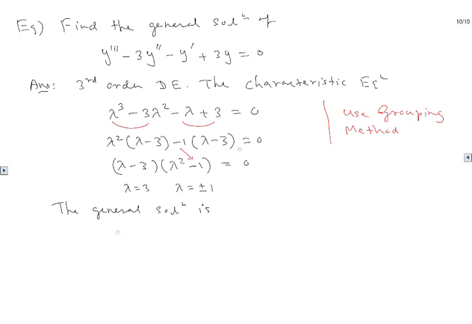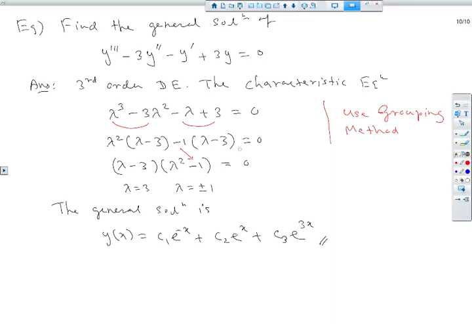The general solution is simply y of x equals c1, let's start with the smaller one, e to the negative x, plus c2 e to the x plus c3 e to the 3x. So that's the general solution for this differential equation. It's very easy. You just need to find the roots. So let's do another example.